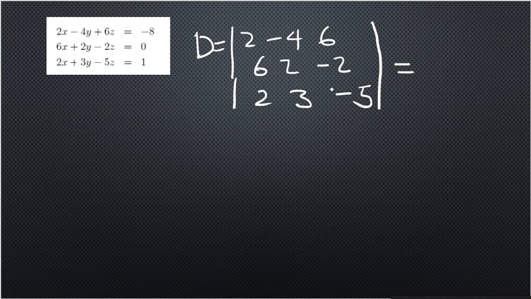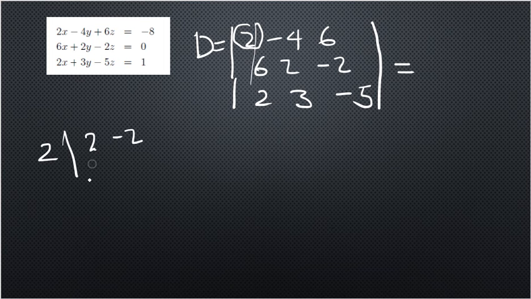So this determinant, you know how to find. Just to show you how it comes. First, we'll take the first entry, 2 here. And then at this point, we'll cancel everything, the first row and the first column. Then the remaining, I will take the determinant of it. So it's going to be the determinant of the remaining, which will be 2, -2 and 3, -5.